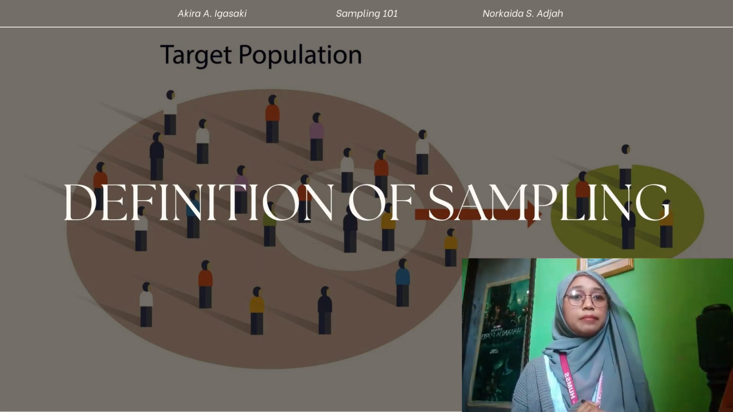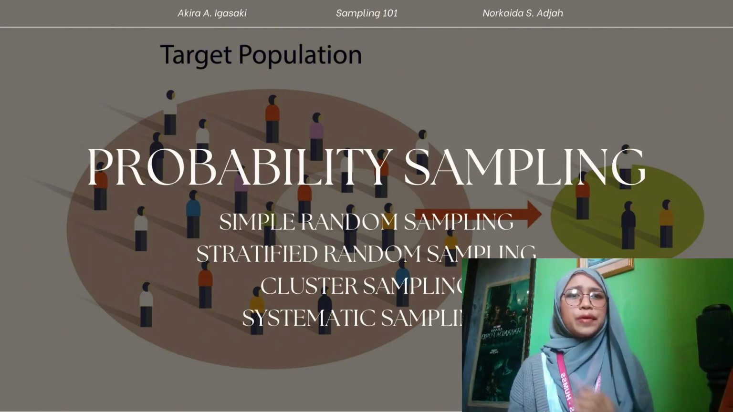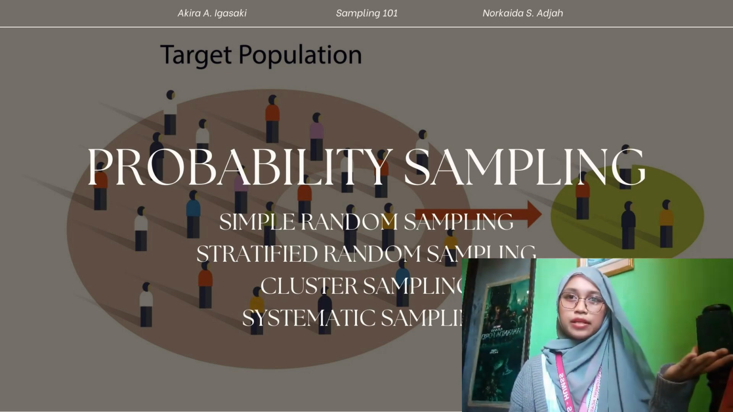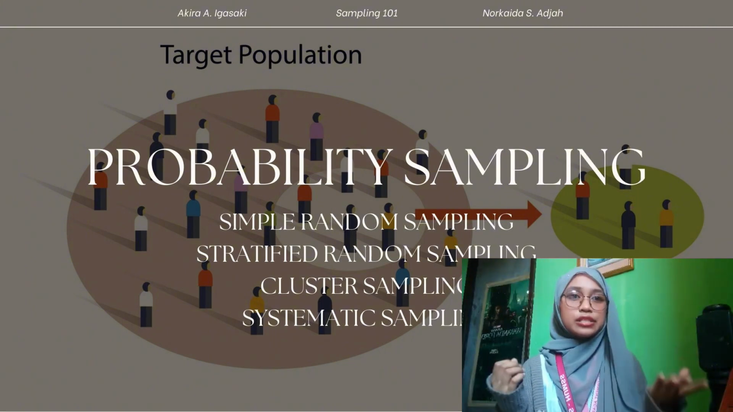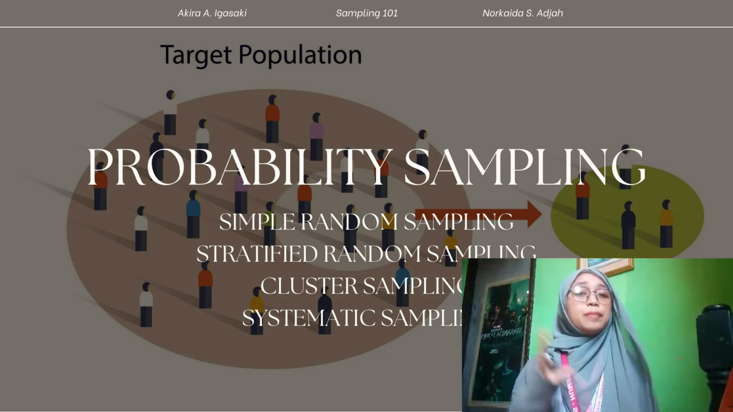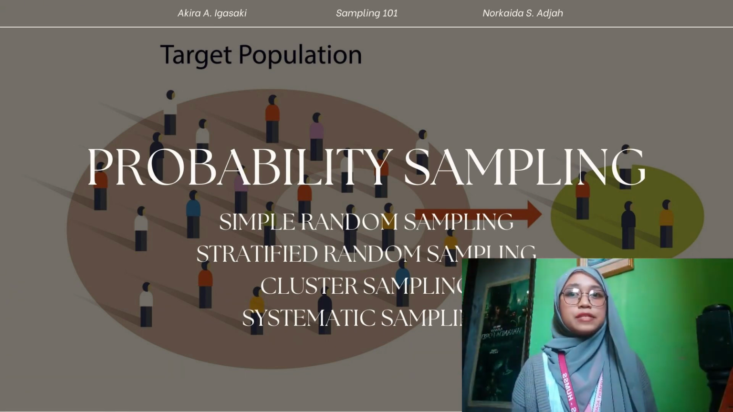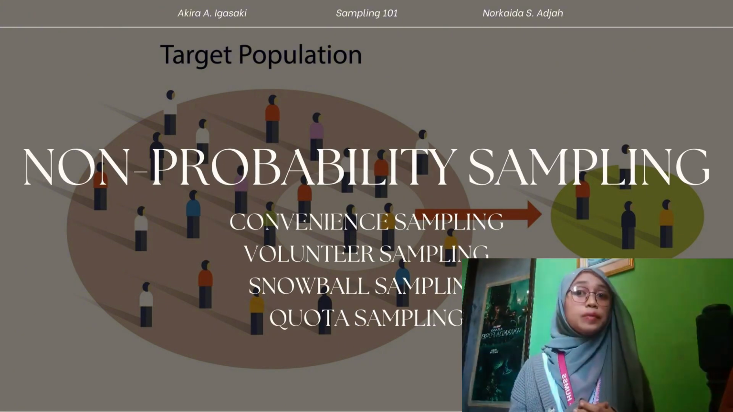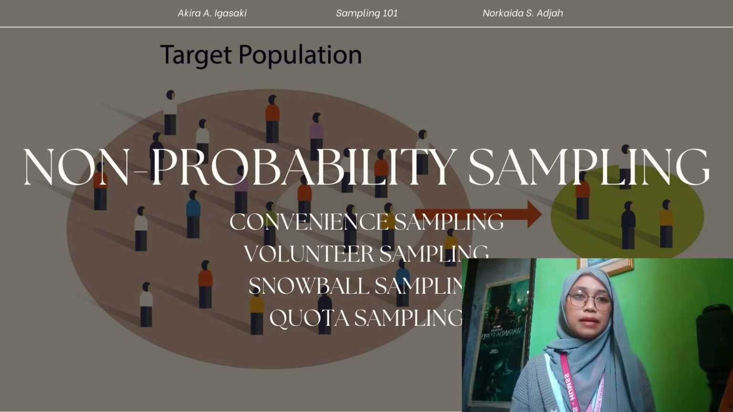Under probability sampling, we'll dive into sampling types wherein every member of the population has an equal chance to be part of the research. Basically, under probability sampling, we will learn about simple random sampling, stratified random sampling, cluster sampling, and systematic sampling. On the other hand, non-probability sampling consists of sampling where there is an unequal selection of the members of the population. Under non-probability sampling, we will tackle convenience sampling, quota sampling, and snowball sampling.